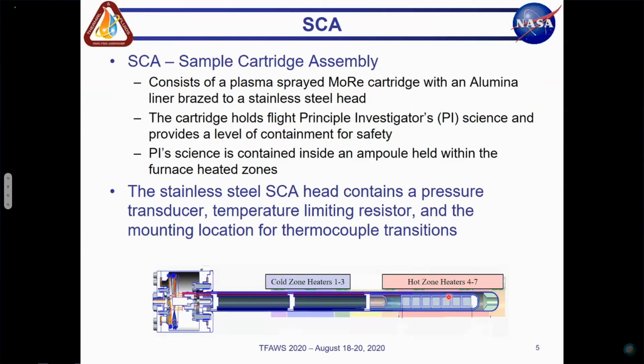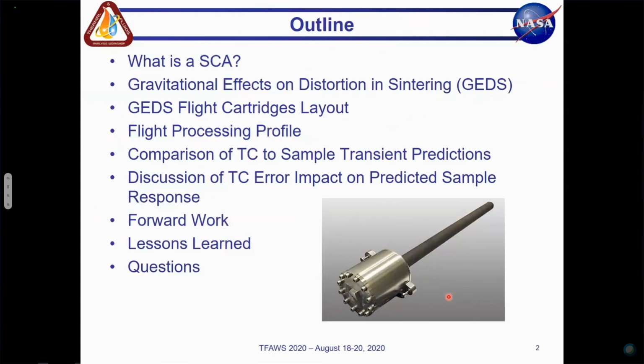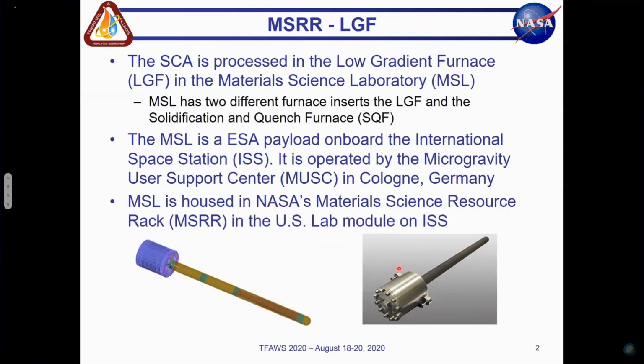But essentially they can put whatever they want, up to a certain weight, inside of this region towards the end of the cartridge. And the TCs are placed on the actual SCA and not the cartridge? They are inside the cartridge. Oh, so they're inside the sealed cartridge.